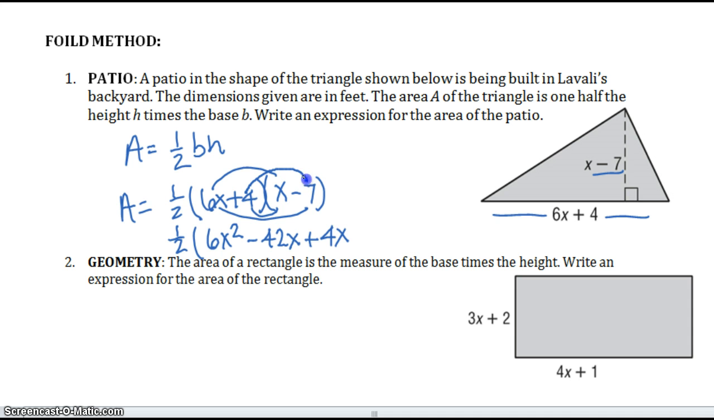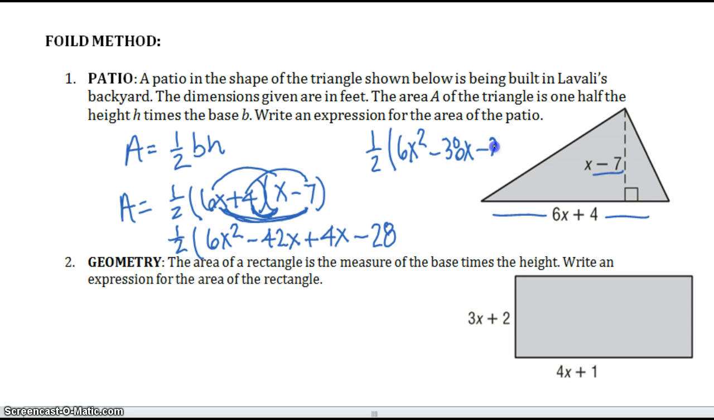And then 4 times -7, and I'm doing FOIL on purpose. I want you to see the pattern. These middle two terms are very important coming up soon. And 4 times -7 gives us a -28. So I'll combine my like terms. My 1/2 is still there. 6x squared has no term like it. -42 plus 4 is going to leave us with the -38x minus 28.